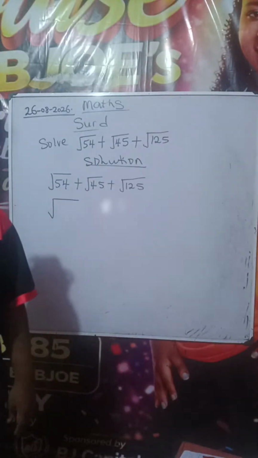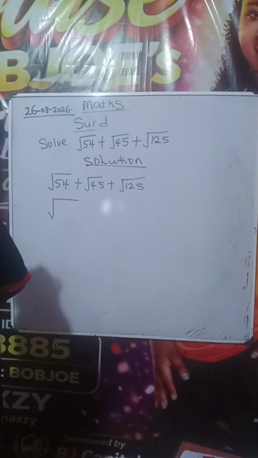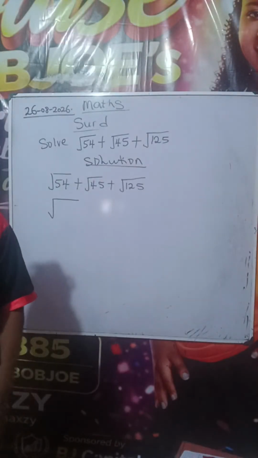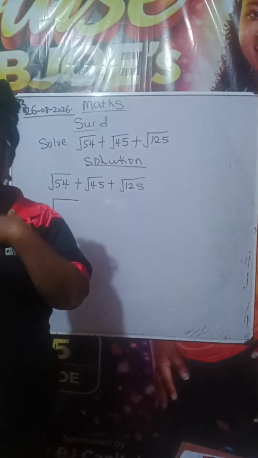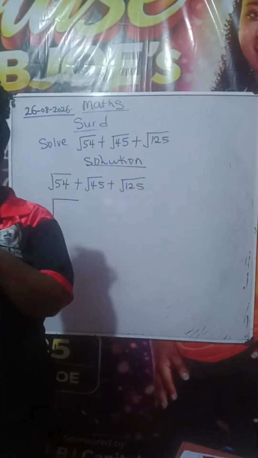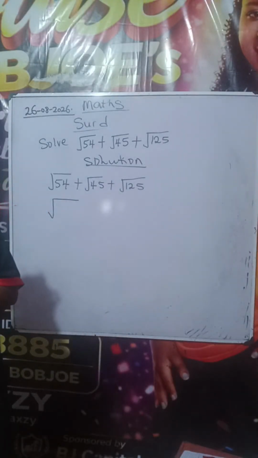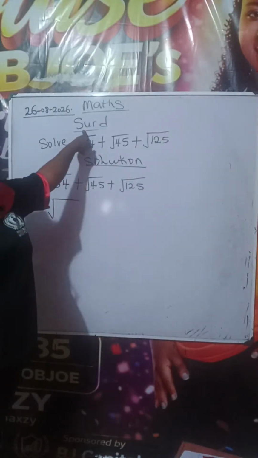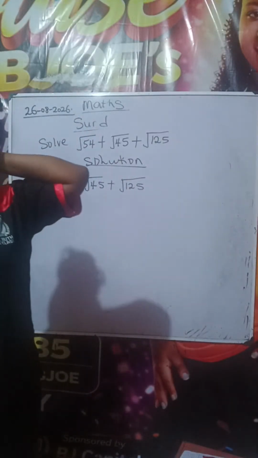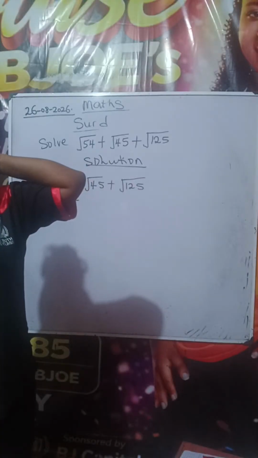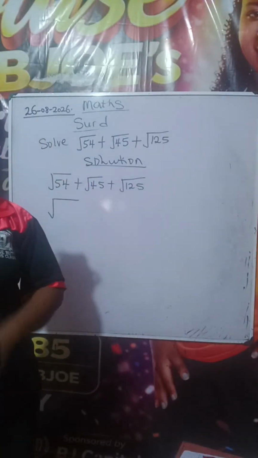9. 9 and what? Is it just 9? 9 times 6. Good. So you just make it clear. 9 times 6. Okay? What is the name of the topic? You can see it here, surd. The topic is surd. But now we are doing addition and subtraction.